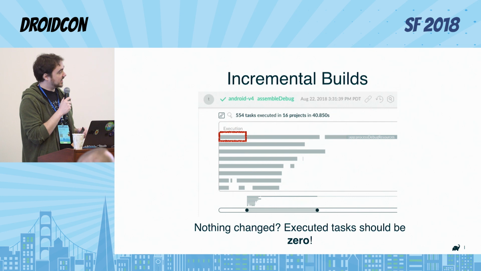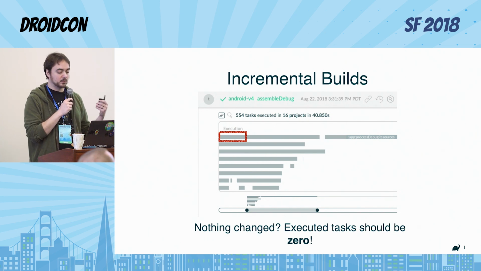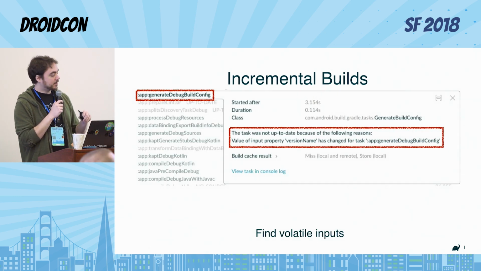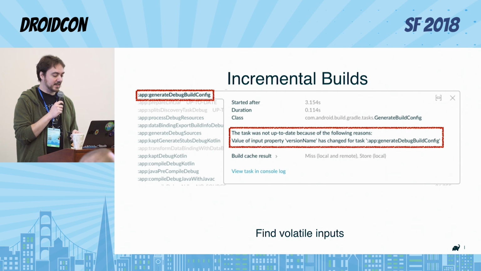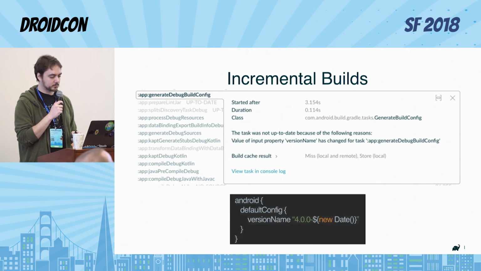Well, if you look at a build scan timeline, you can click on any task and see a lot of information about it, including why it ran. So let's do that. Here we see that the value for the input property version name has changed for the task generate debug build config. Now, even if you never heard of that task, I know that we all know what it does just from its name. And from its name, we can navigate to the trouble spot immediately.